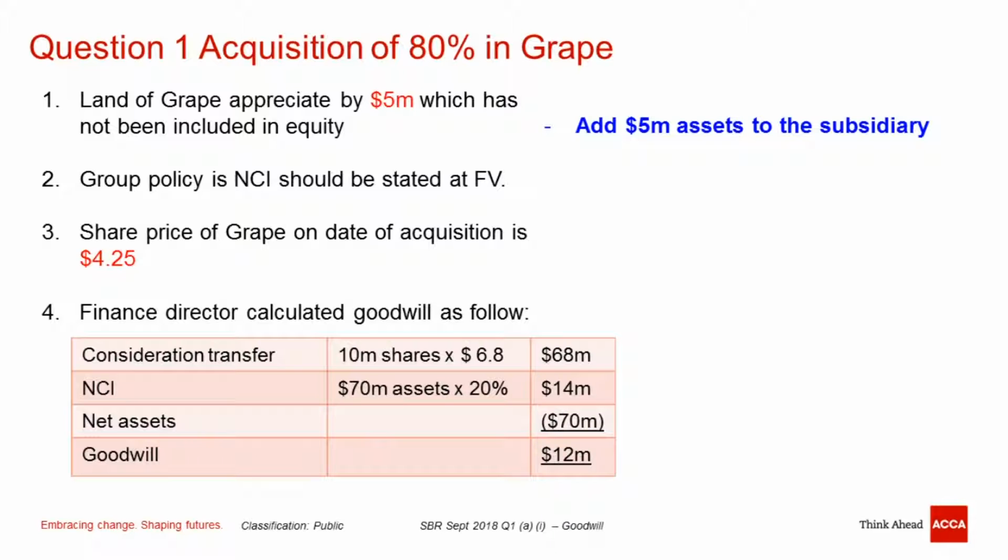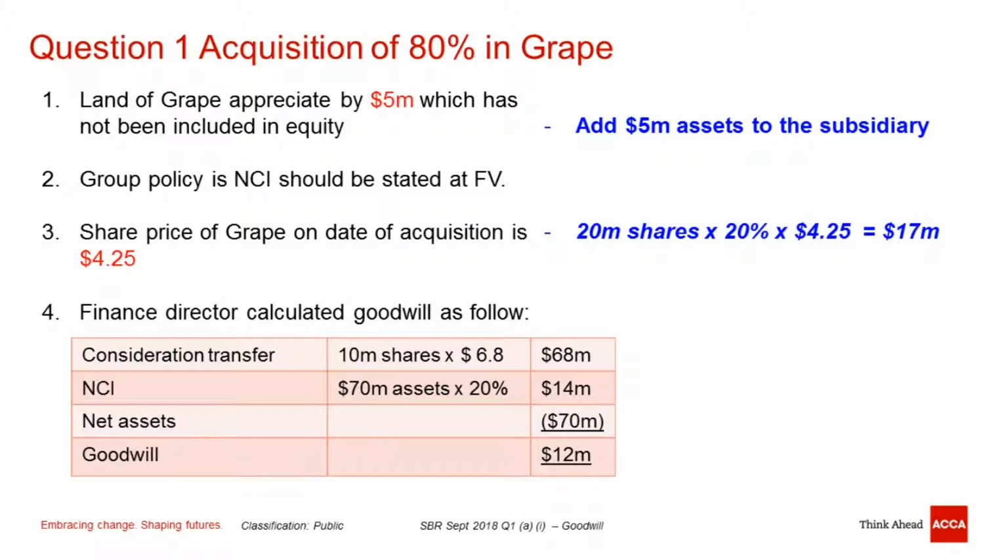Now this time, the share price of the subsidiary on the day of acquisition is 4.25. So what should be the fair value of the NCI? We use the number of shares of NCI times 4.25, which will be the fair value of NCI at the day of acquisition, which is 20 million shares times 20% NCI holding times 4.25. So the fair value of NCI is 17 million.